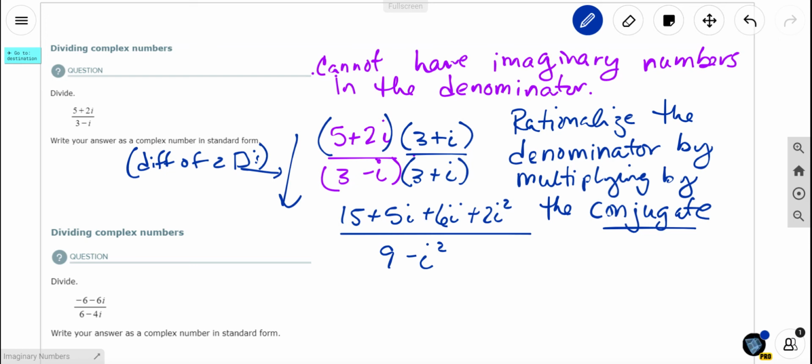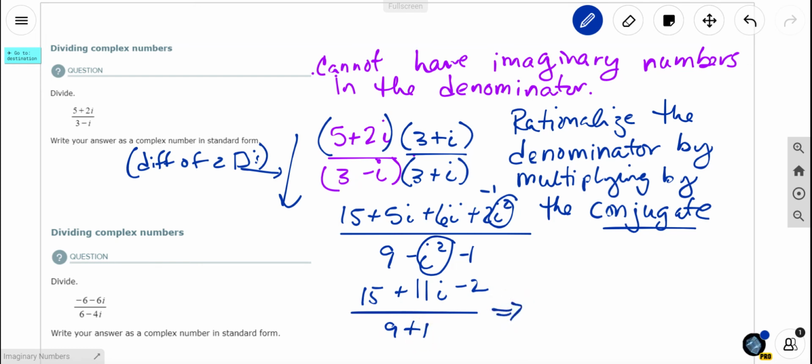Okay, keep going. We're going to combine what we can, 11i, and then i squared is going to become negative 1, so it's going to be minus 2, and this i squared is going to become negative 1, so it's going to be 9 minus negative 1, okay? So we get 9 plus 1, okay? And I'm going to have to go over here. So I'm going to add the real pieces. I get 13 plus 11i over 10, and that's my answer.